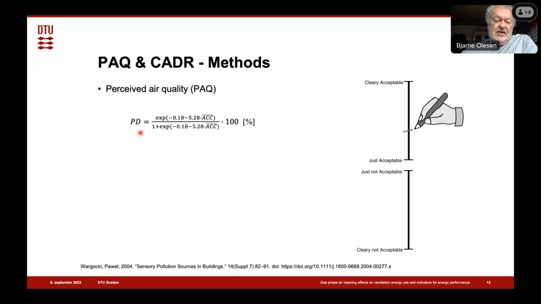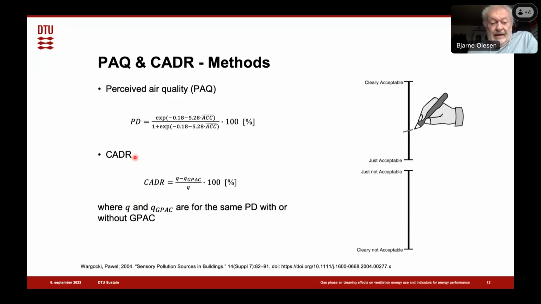These are based on older studies, especially done by Pavel on sensory pollution sources in buildings. So these are data and relations that we have found in studies we did a long time ago with people. And then we can get on and also find the clean air delivery rate.